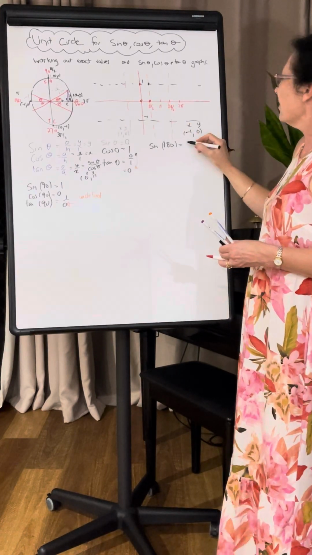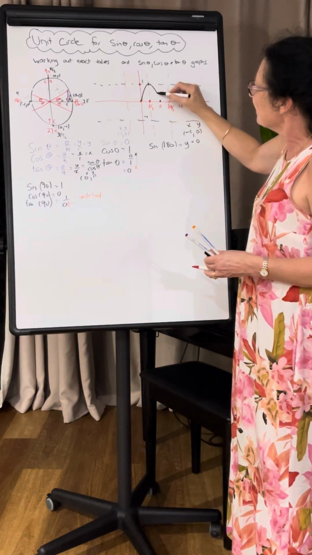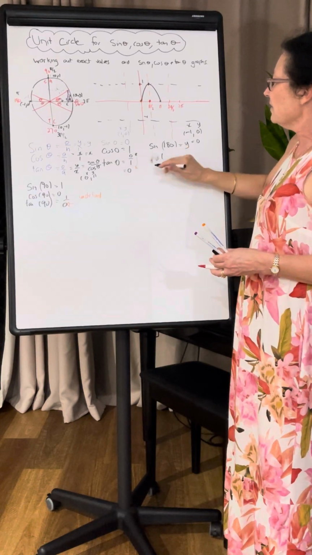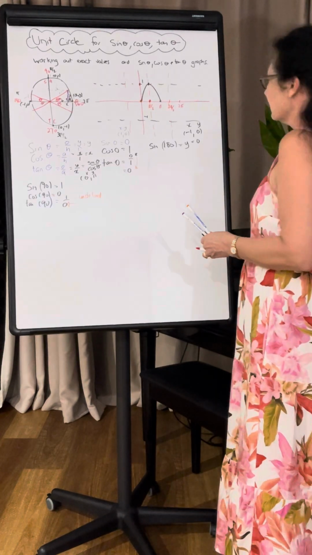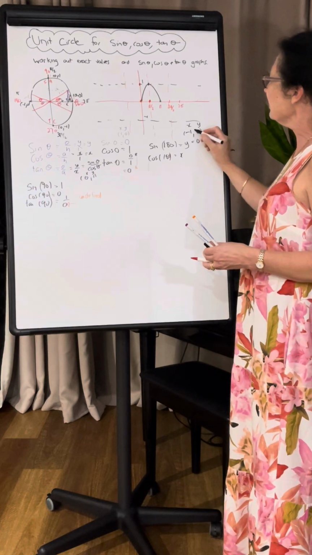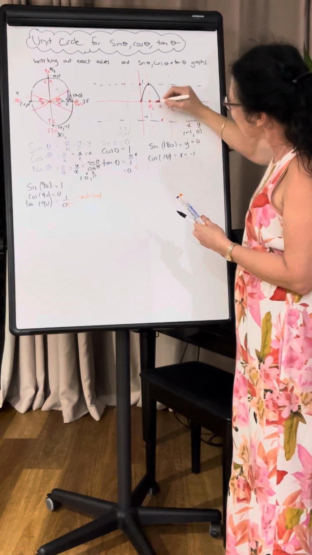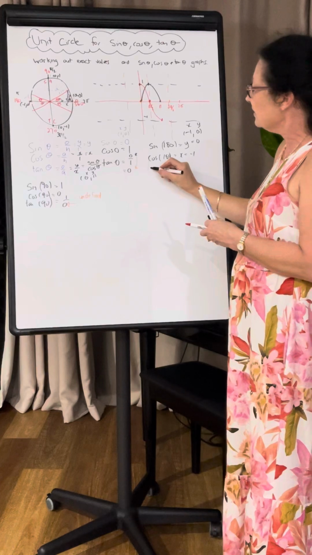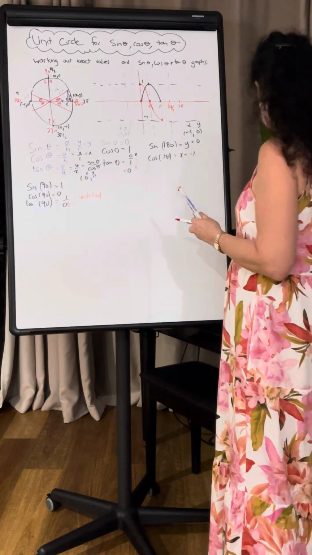At 180, the y value is 0, so that goes back to here. And as you can see, my sine graph is coming on very nicely. Cos, I'll rub that out. Cos of 180 is your x value, and it's minus 1. So if we have a look, it's down here. So my cos is looking like that. And then your tan, I should watch what I'm doing.